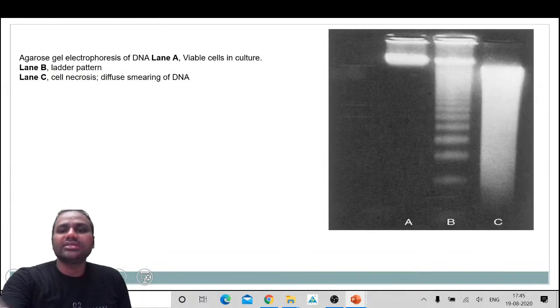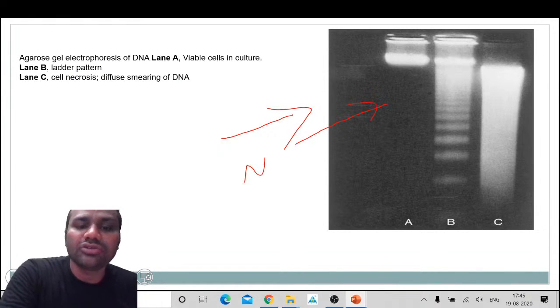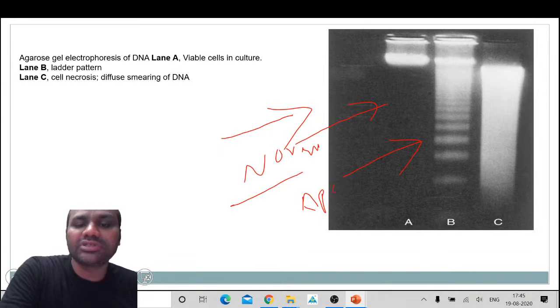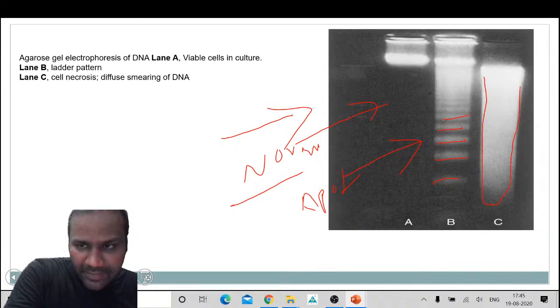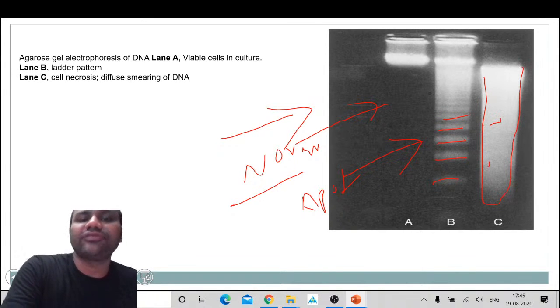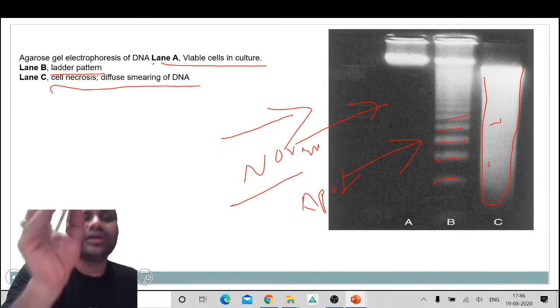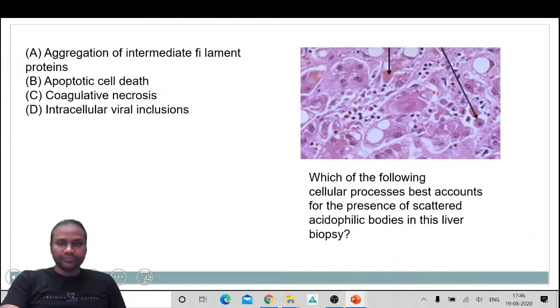Now this is a very hit question and it has been asked in AIIMS also. This one is normal, and this one is obviously showing a case of apoptosis because there is a ladder-like pattern. And here it's a completely smear pattern, which is necrosis. So C is cell necrosis, diffuse smearing pattern, B is the ladder pattern, and A are the viable cells, in this electrophoresis.